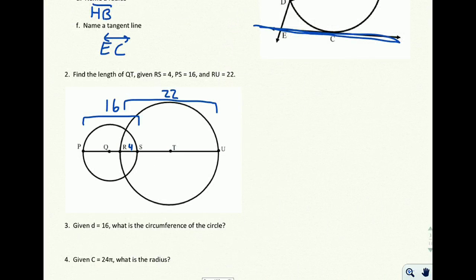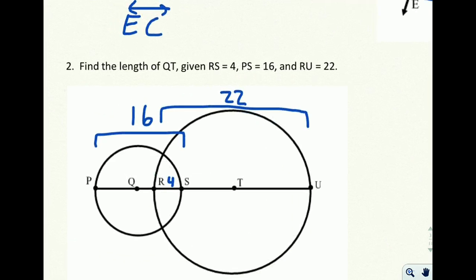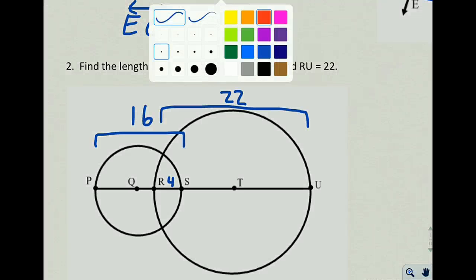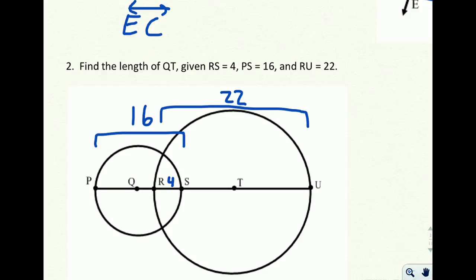And now that we have all these labeled, we can see that the 16 here for PS is a diameter, and so is the RU. Both of those are diameters. Cool thing about diameters is that you can split them in half to get 2 radii. So let's draw those in here. We can split that into 8 and 8. We can split this 22 into 11 and 11.